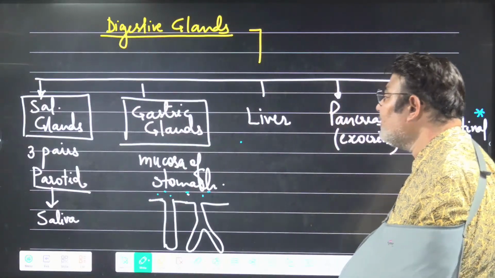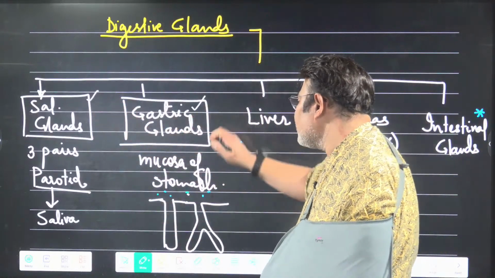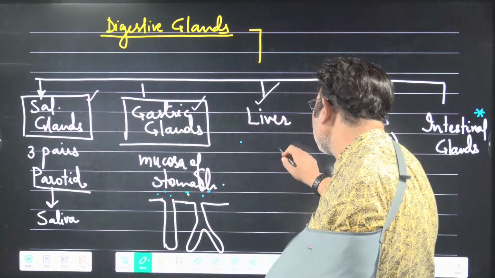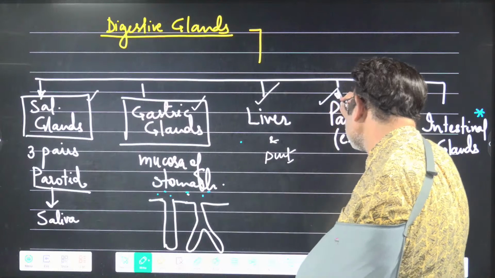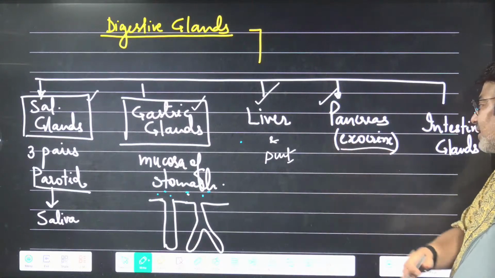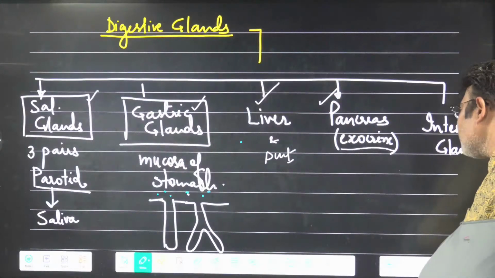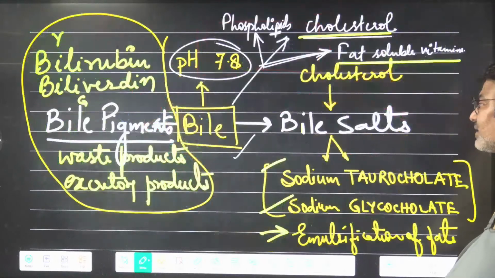Now, I have discussed the salivary glands, the gastric glands, and the liver along with the duct system. I am now discussing the pancreas. It is easy because we have to discuss only one part of the pancreas, which is the exocrine part. Let us continue. Pancreas.